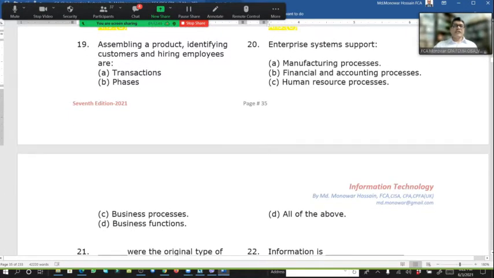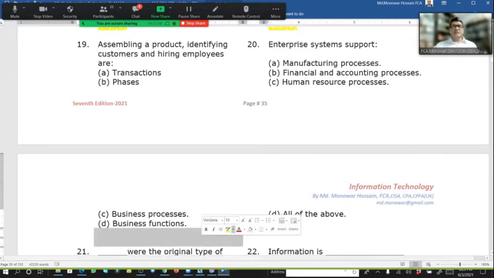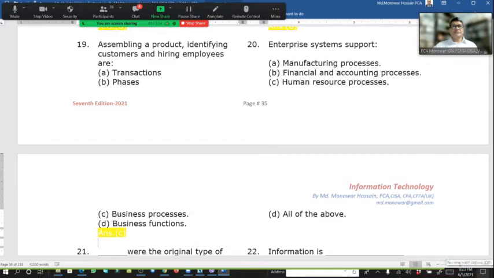19. Assembling a product, identifying customers and hiring employees are transaction, phases, business process, or business function. What would be the answer? Business process. They are more or less similar, but the answer is that.